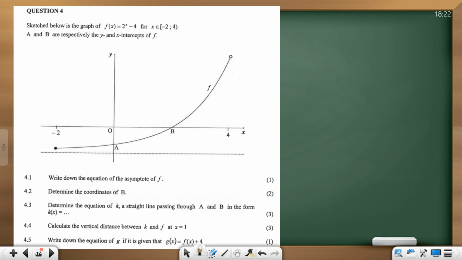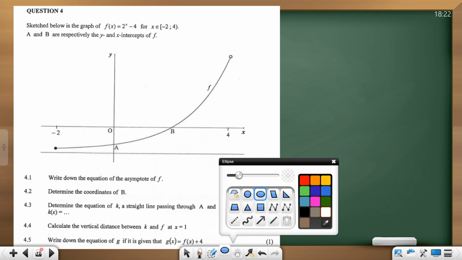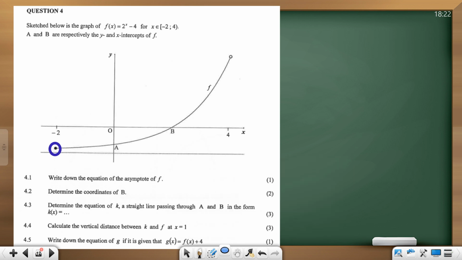Oh yeah, we come to functions. The sketch below is a graph of f of x equals 2 to the power x minus 4. This is an exponential. For x, check the domain. Keep an eye on this stuff. At this thing here, what does that mean? It stops there.